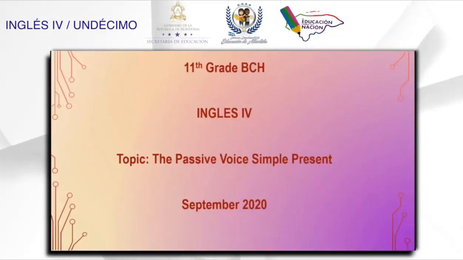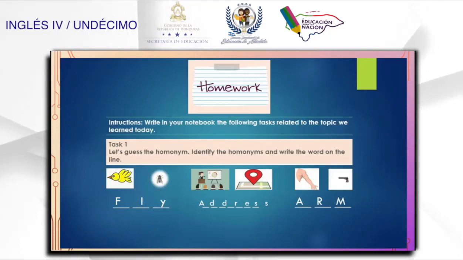11th grade, BCH, Inglés 4, topic: the passive voice, simple present, September 2020. Let's check your homework. Instructions: write in your notebook the following task related to the topic we learned today. Task 1. Let's guess the homonym, identify the homonym, and write the word on the line.